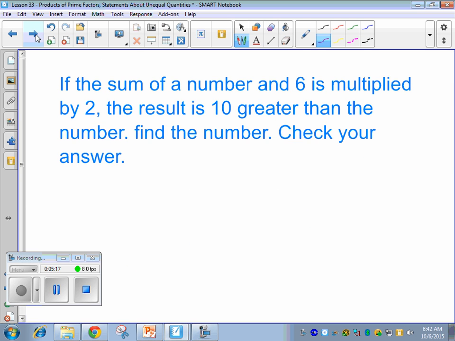All right. If the sum of a number and 6 is multiplied by 2, the result is 10 greater than the number. Find the number. This one's slightly more complicated, but I know you guys can do it. All right, the only tricky part about this one is it tells us that the sum is multiplied. So we're multiplying the sum.